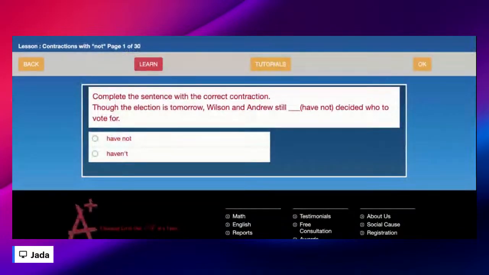You guys can send in your answers. Yeah, does not have, yeah, has a contraction. So you just have to remove the O.